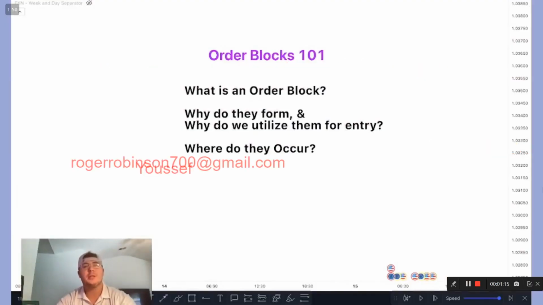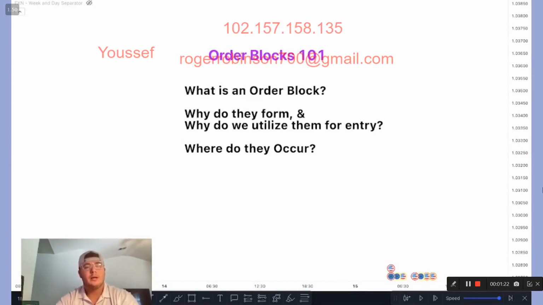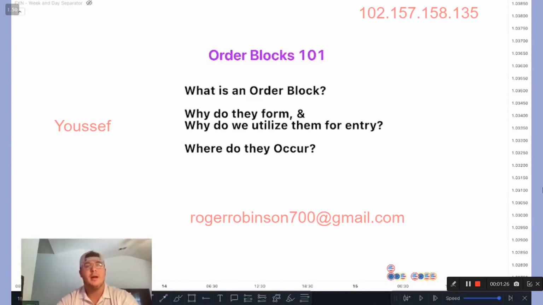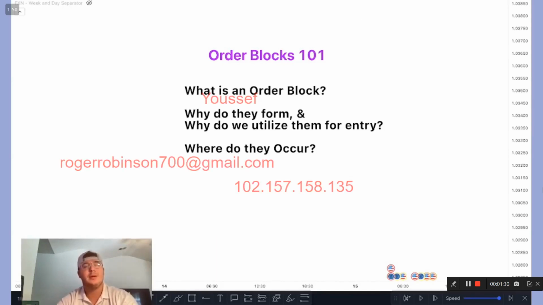Order blocks 101, understanding the purpose, the anatomy, the reason, and the intention of order blocks. So first things first, what is an order block? An order block is essentially one specific candle that represents a zone that illustrates supply and demand, where the banks are essentially getting in, manipulating price before causing a drastic move in the opposite direction.